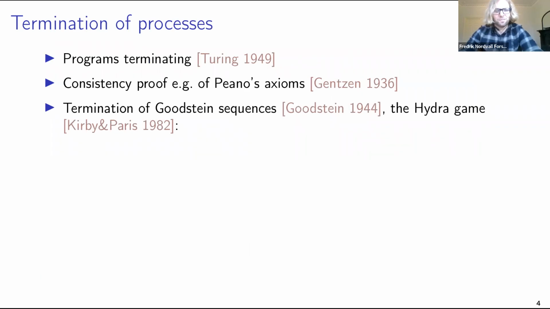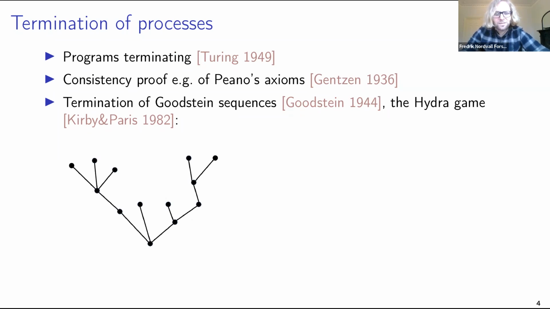And here's another example of where ordinals can be useful. If you have some process that you want to prove actually terminates, so for example, you have some imperative program like Turing did in 1949, or you have some proof in some proof system, for example the proof system PA, you want to show that cut elimination terminates, or you have the Goodstein sequence, which is this number theoretic sequence, which seems like it shouldn't terminate, but it does, or you have the Hydra game. So let me tell you about the Hydra game as a fun example.